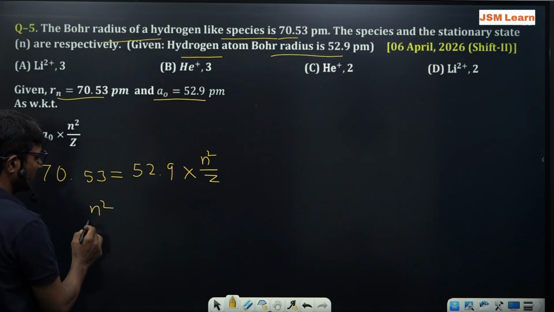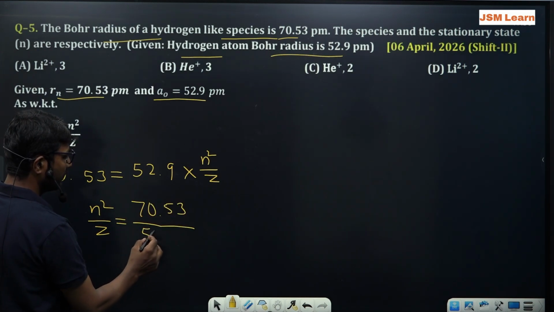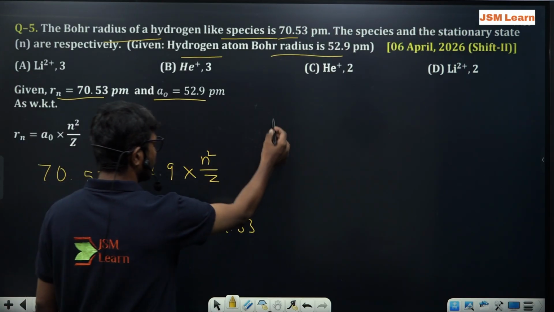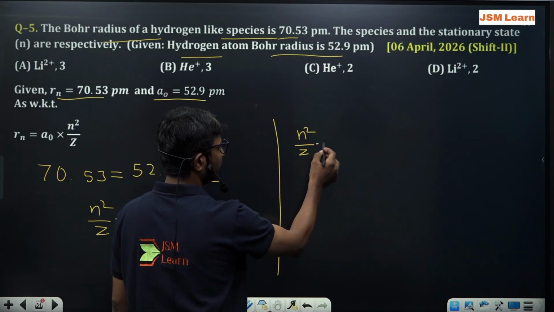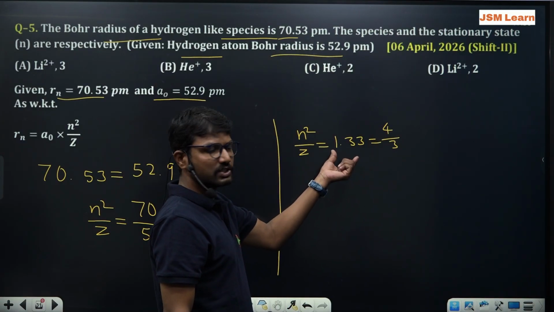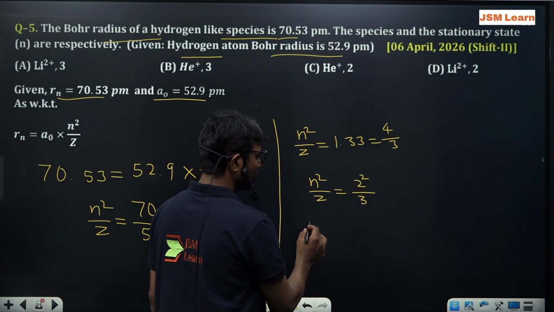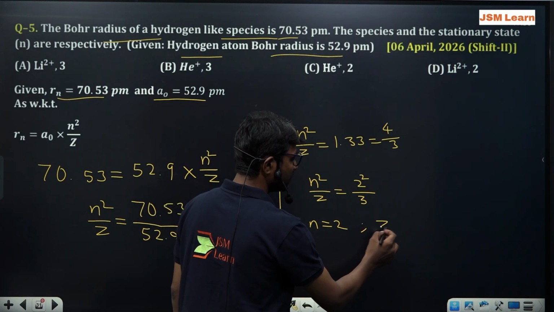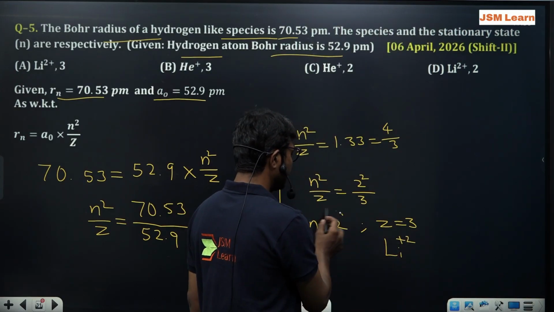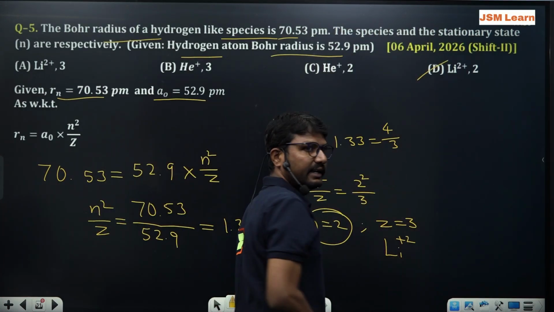So here n square by z can be written as 70.53 picometer divided by 52.9. On solving this value, we will get 1.33. That means n square upon z, which we got as 1.33, can be written as 4 by 3. So 4 by 3 also gives the value 1.33. From this, n square upon z can be written as 2 square upon 3. So the n value we can write as 2 and the z value is 3. As the atomic number is 3, here we can take the ion as lithium plus 2 and the stationary state is second one. So Li plus 2 and second. So in this, option D we can directly select.